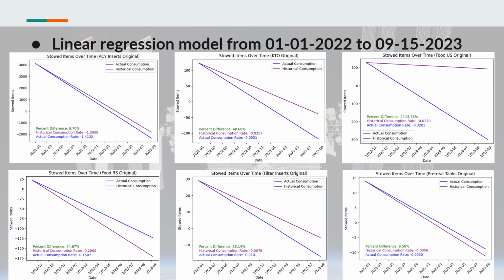In this slide, the previous slide was for those longest intervals. However, for this one, it's for the whole data set, from January 1st, 2022 to September 15, 2023. As you can see, it's not significantly different from that interval.